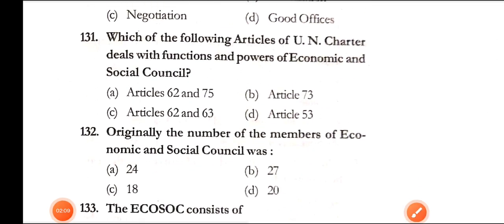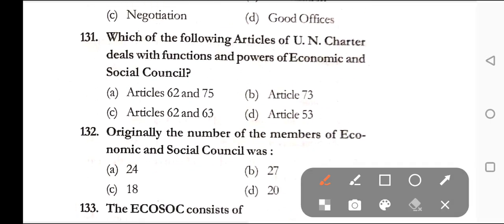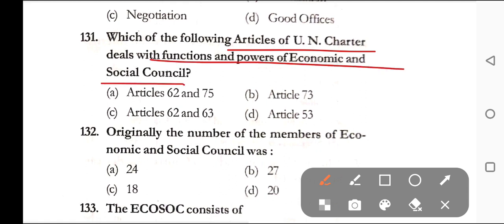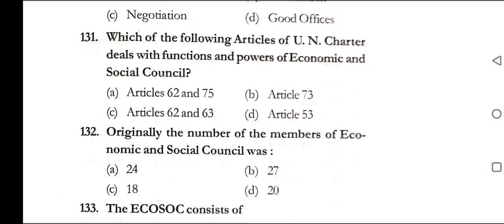Question number 131. Which of the following articles of the UN Charter deals with the functions and the powers of the Economic and Social Council? Option A, Article 62 and 75, option B, Article 73, option C, Article 62 and 63, and option D, Article 53. Here in question number 131, the correct answer is option C, that is Article 62 and Article 63.